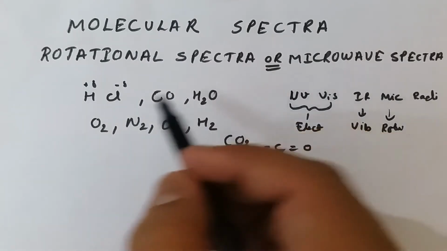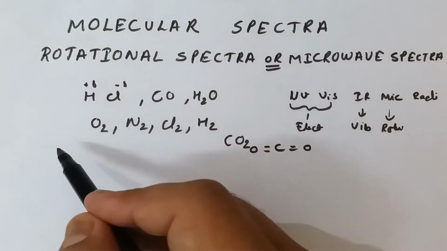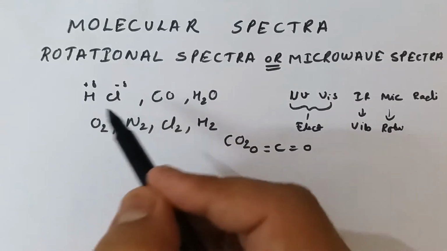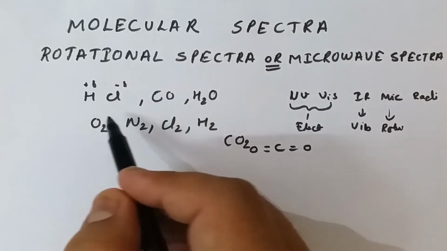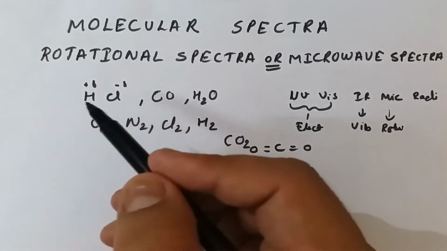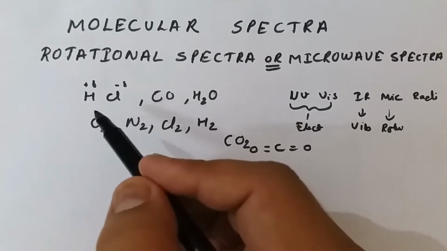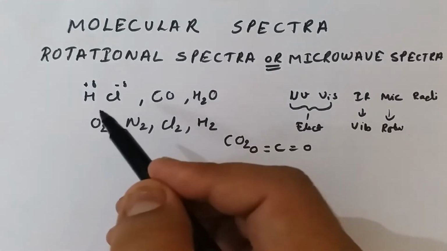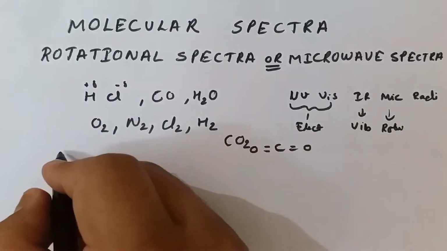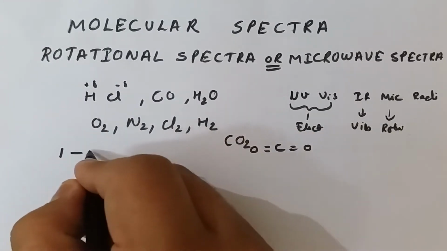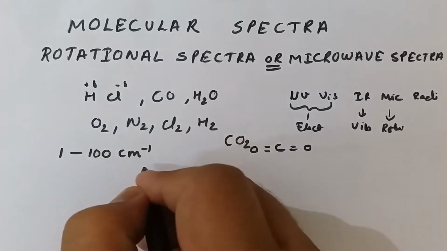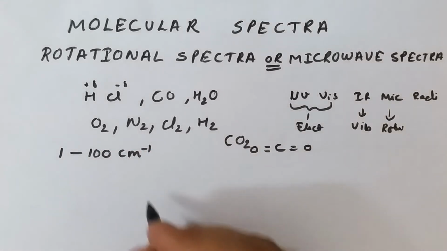This is also one of the important questions that is often asked in competitive exams. Several molecules are given and you have to tell which molecule will show the rotational spectra. So keep in mind that only molecules which possess a permanent dipole moment will show rotational spectra. Other molecules will not. And microwave or rotational spectra arises in the range of 1 to 100 centimeter inverse. This question may also be asked many times.